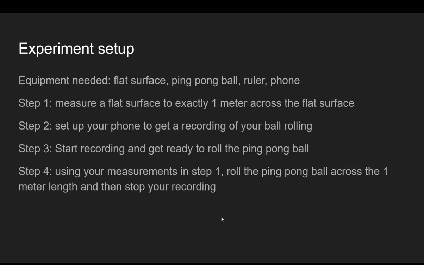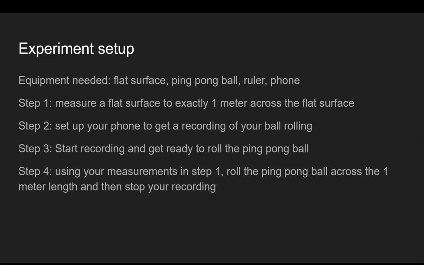first two laws. Now, for the experiment I did, the equipment needed is very simple: a flat surface, a ping pong ball, a ruler, and a thumb. Step 1 is to measure a flat surface to exactly 1 meter across the flat surface. Step 2 is to set up your phone to get a recording of your ball rolling. Step 3 is to start recording and get ready to roll the ping pong ball.